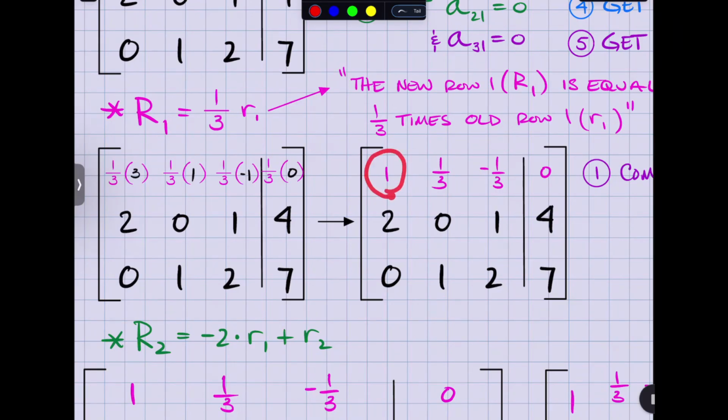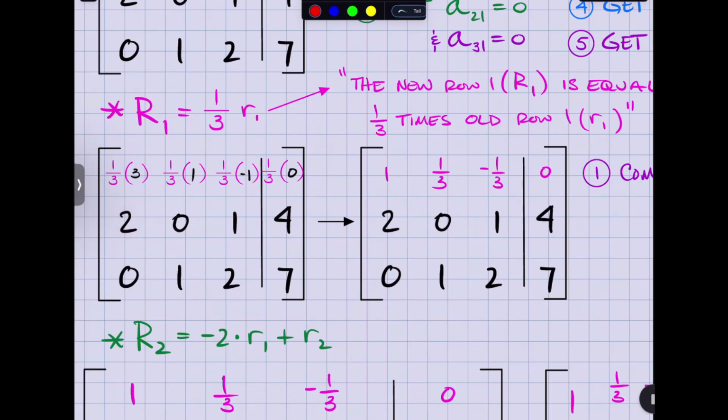I made this a 1. Step 1 is complete. Is that true? Accomplished. I hit my goal. I completed step 1. Woo! Next goal is to make this 0.